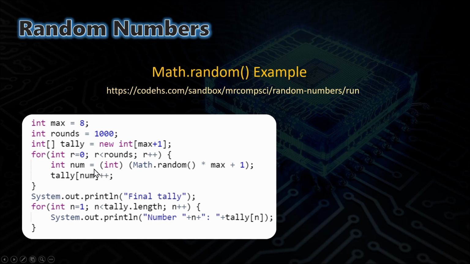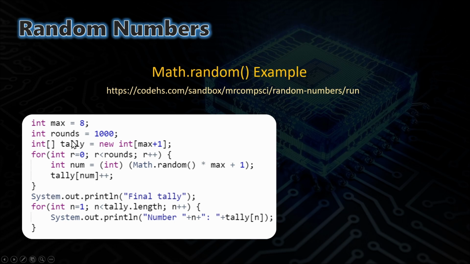So if I generate a 5, it's going to look up index 5 and add the tally, right? So it's basically going to add up how many times I generate these random numbers. So if I do a 1, if I do an 8, and now you're probably saying, well, what about the 0? And normally indexes start at 0.